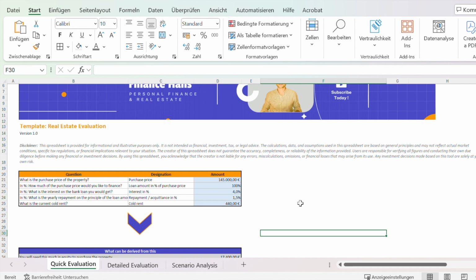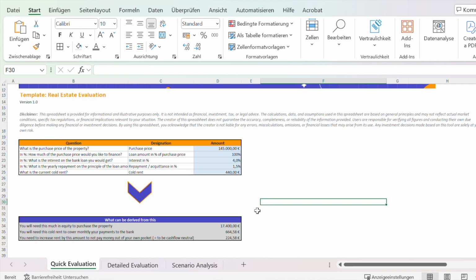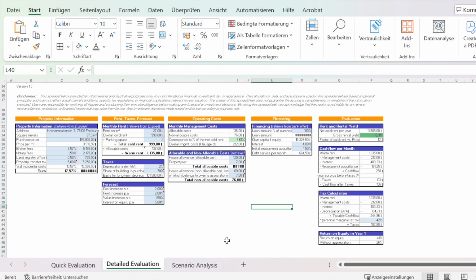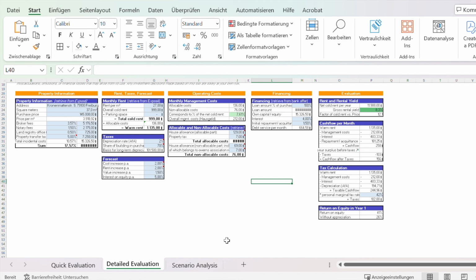And this spreadsheet is set up into 3 different sections. We have a quick evaluation tab. If you type in the relevant data, and we'll do this here in a second, you get a glimpse of whether this might be a good property or not to invest in. Then you have a detailed calculation or evaluation. Then you really go into the numbers and decide whether this is a good investment or not.